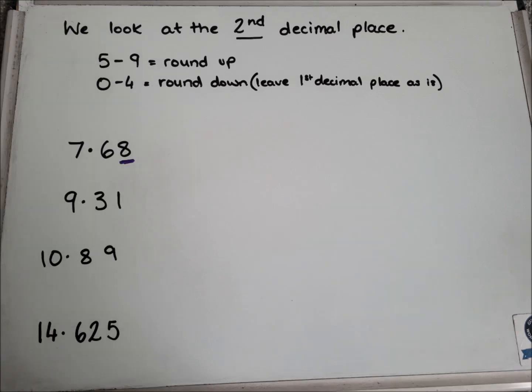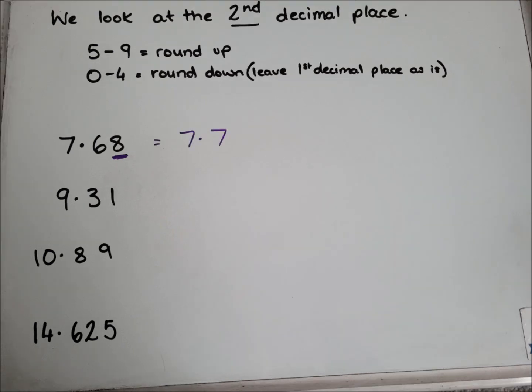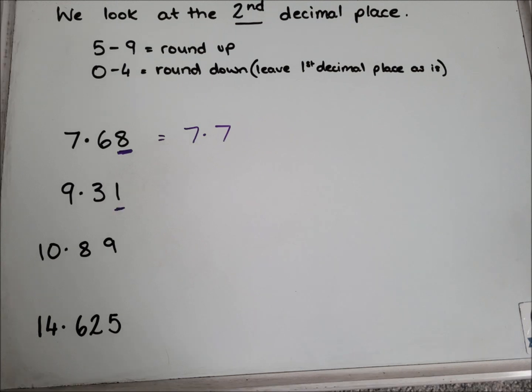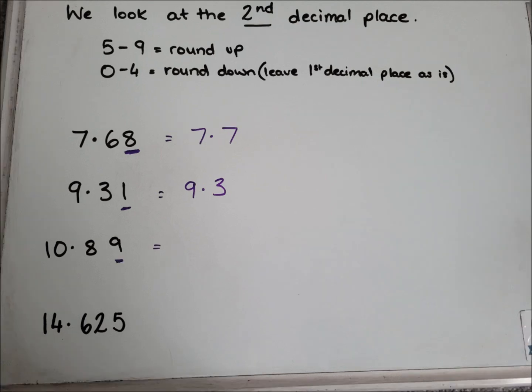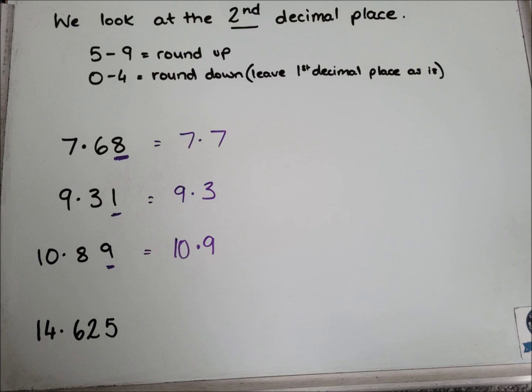Okay, so look at this first one. So we've got 7.68, so we're looking at that 8. So because 8 is higher, we're going to round up, and it is closer to 7.7. For the second one, we're looking at the 1, the second number after the decimal point, and because it is in that lower category, we're rounding down, which just means we leave that number as it is, so it becomes 9.3. For the third one, we're looking at the 9, and 9 is obviously a higher number, so it becomes 10.9. We round it up to the next number.